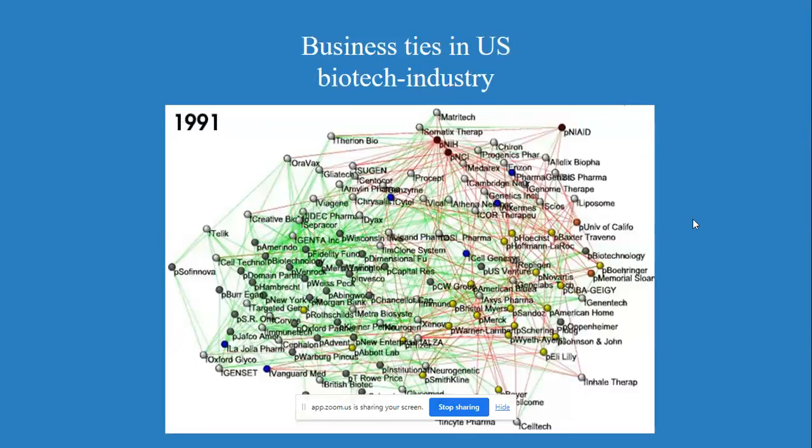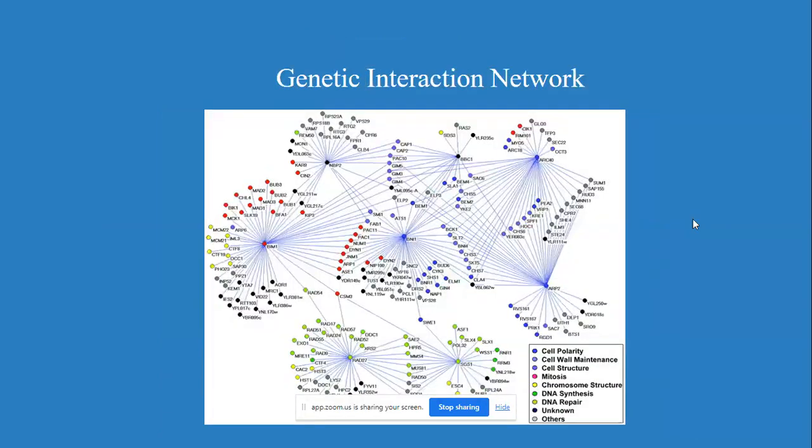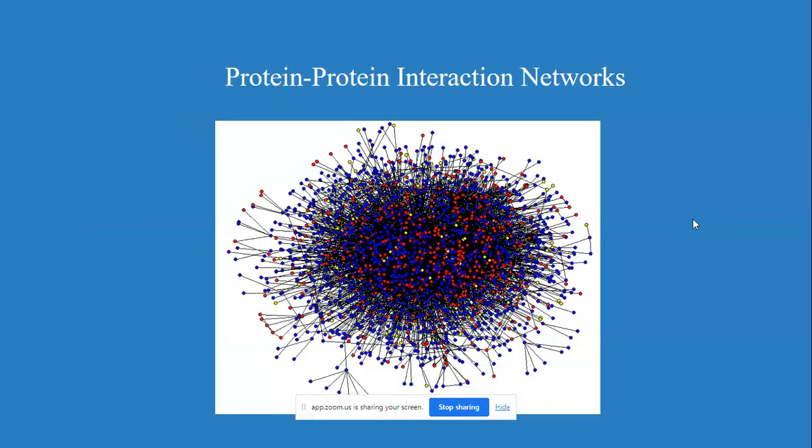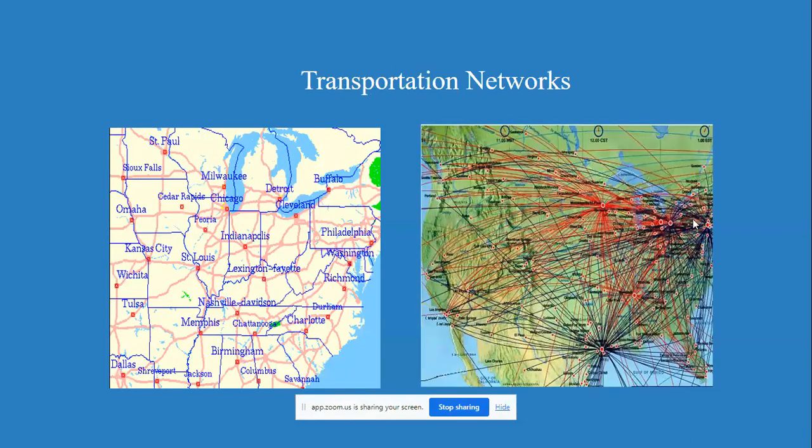The next one is business ties in the US biotech industry. This is a genetic interaction network. This is a protein interaction network. These are all part of the biology concept, right? The next one is a transportation network.